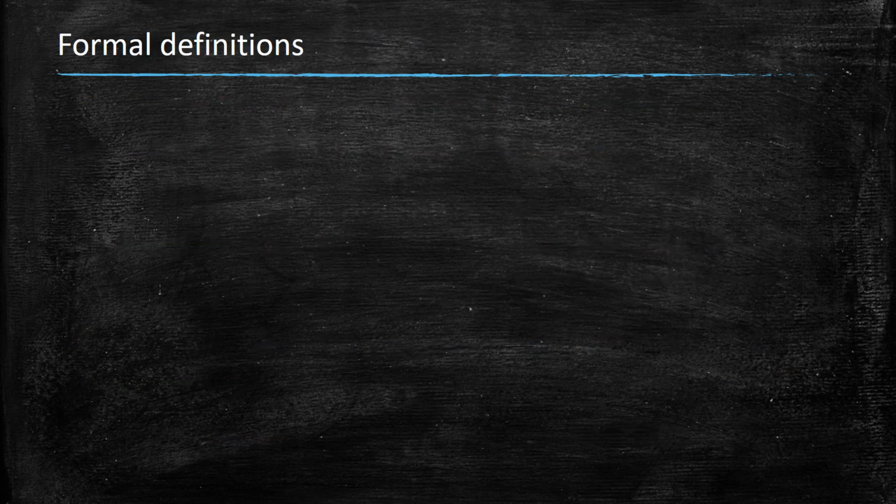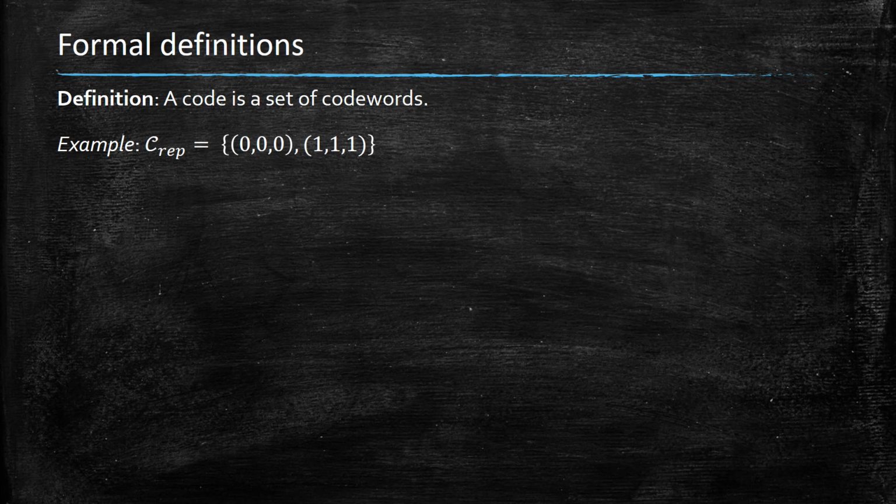So let's see what formal definition we have and how it fits what we just saw for the repetition code, which is the naive way of introducing redundancy. So first of all, unsurprisingly, a code is a set of code words, which begs the question, what are the code words? Well, in the case of the repetition code that we just saw in the previous slide, there are two code words. One is the triple of zeros and one is the triple of ones. Okay, and these are the ones that are being transmitted through the communication channel.